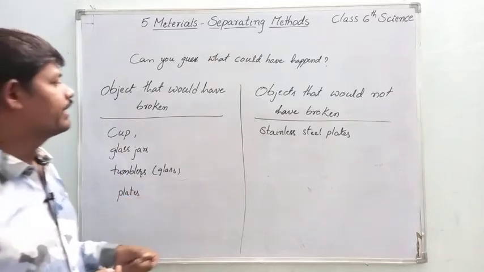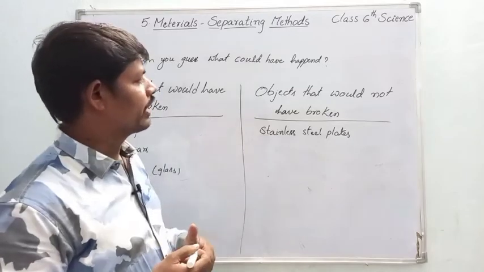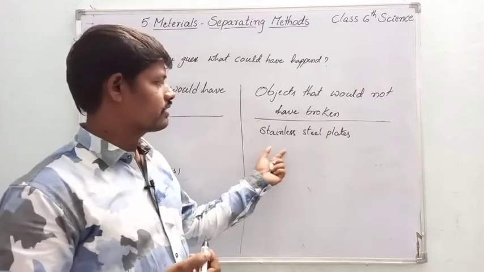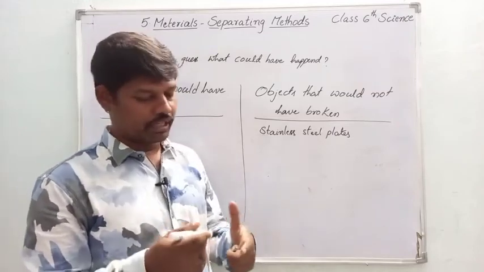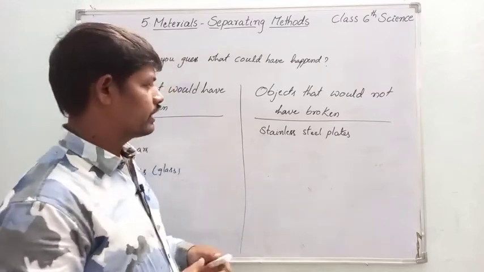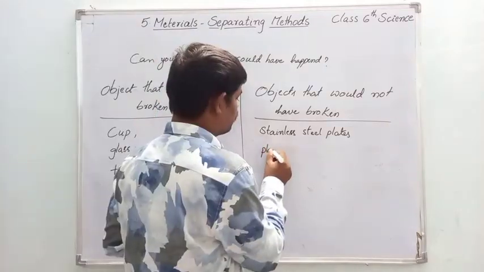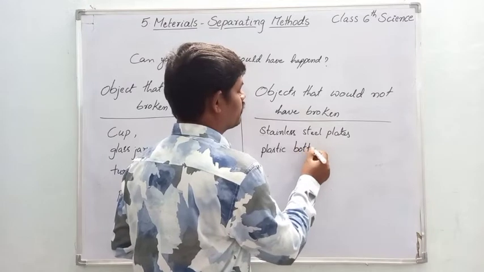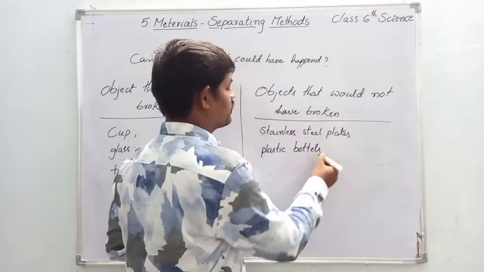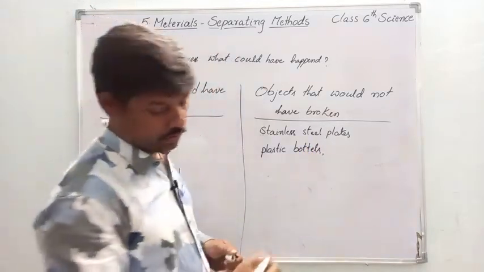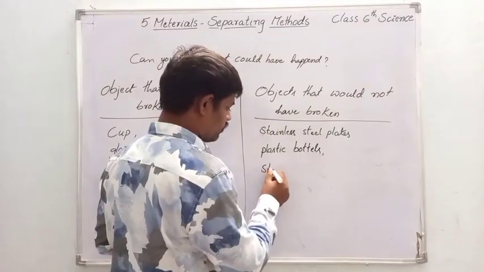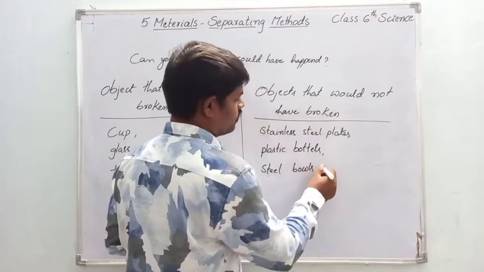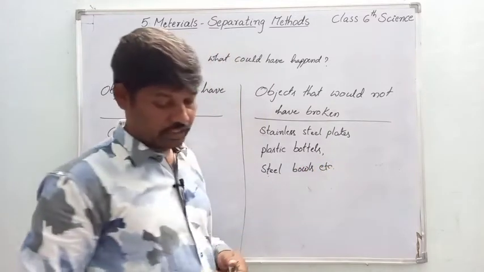And this side, objects that would not have broken, stainless steel plates. Steel plates, they make a sound, but they don't break. Plastic bottles, you can write here plastic bottles, and steel bowls, if there are any steel bowls, etc. You can also add some more.